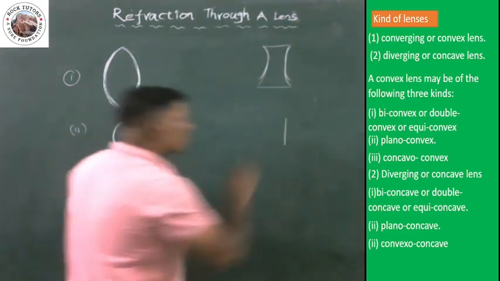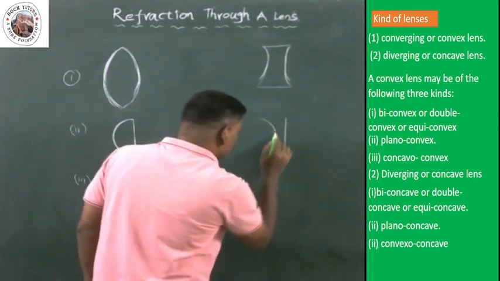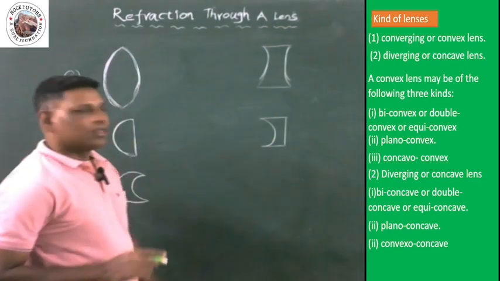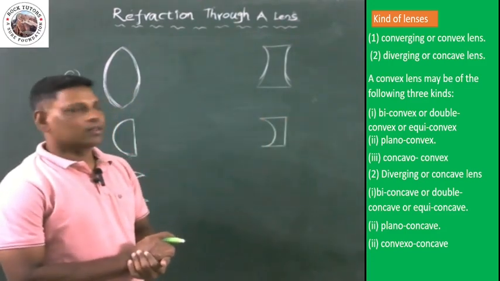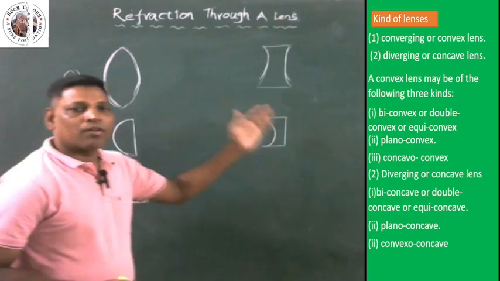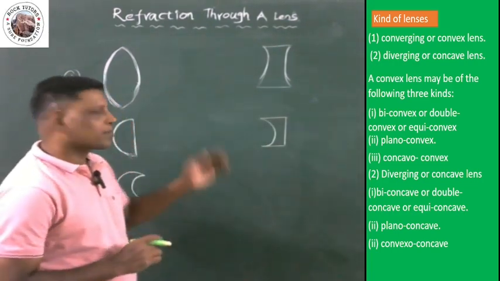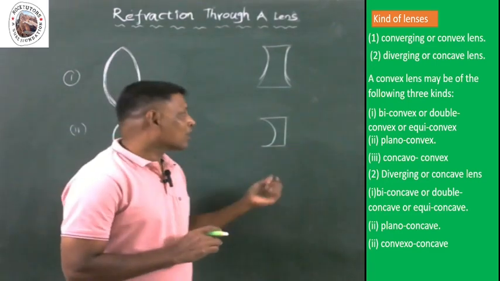Plano-concave: this one is a plane surface, another is a concave surface. This is called a plano-concave lens. Third type is convexo-concave.